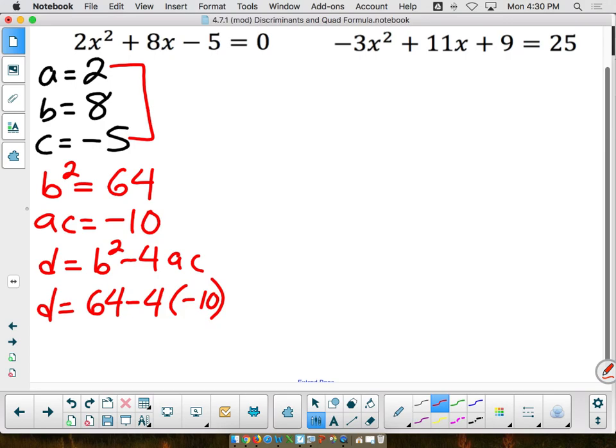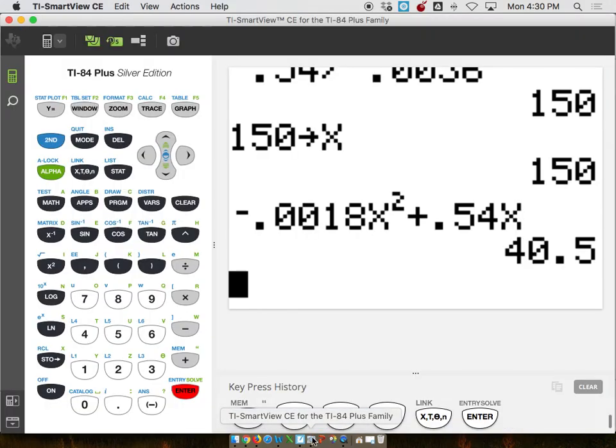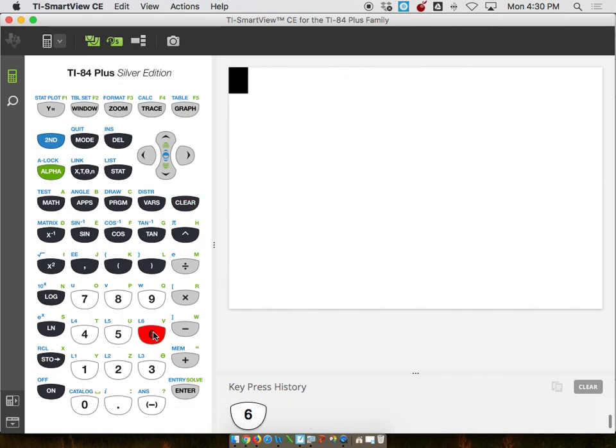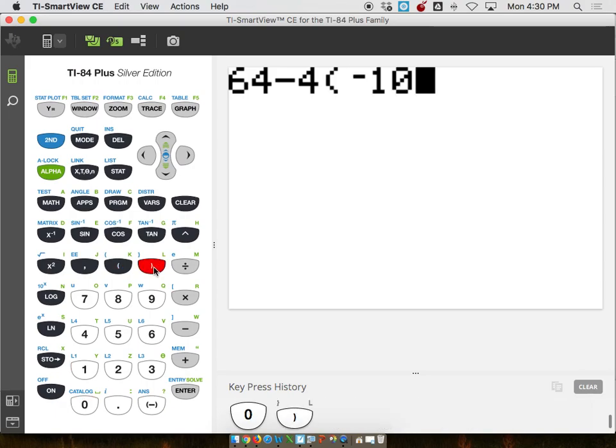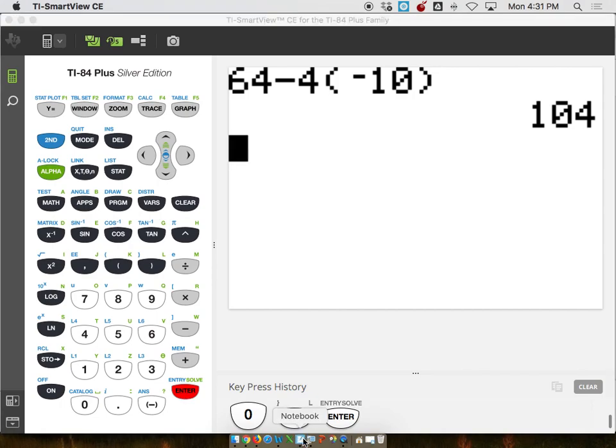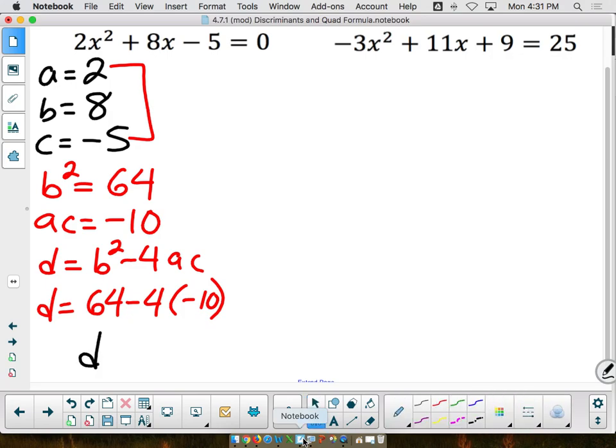Okay. Now the calculator, if you can type this in the calculator exactly as it looks, and we're going to just do that. So this would be 64 minus 4, and then in parentheses we put the AC value, which is -10. Hit enter, and we get 104. So that is the discriminant value, D equals 104.